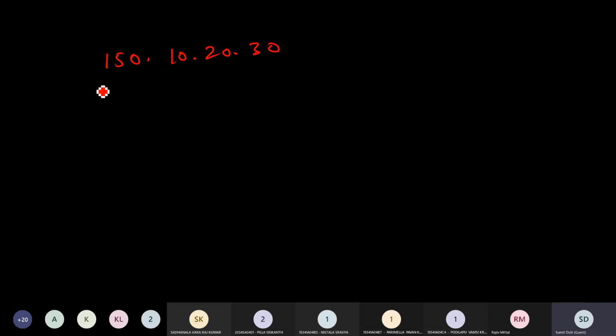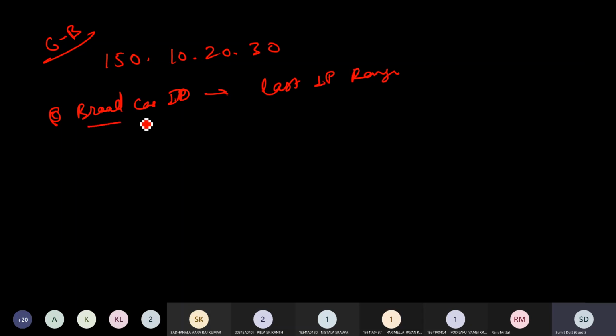Right? So which class is it? Class B. Okay. Now what do I need to know? I need to know the broadcast ID. So broadcast ID is nothing but the IP address that we use for broadcasting purpose. And for every IP address range, the last IP address of that range is known as the broadcast IP address. Remember two things.